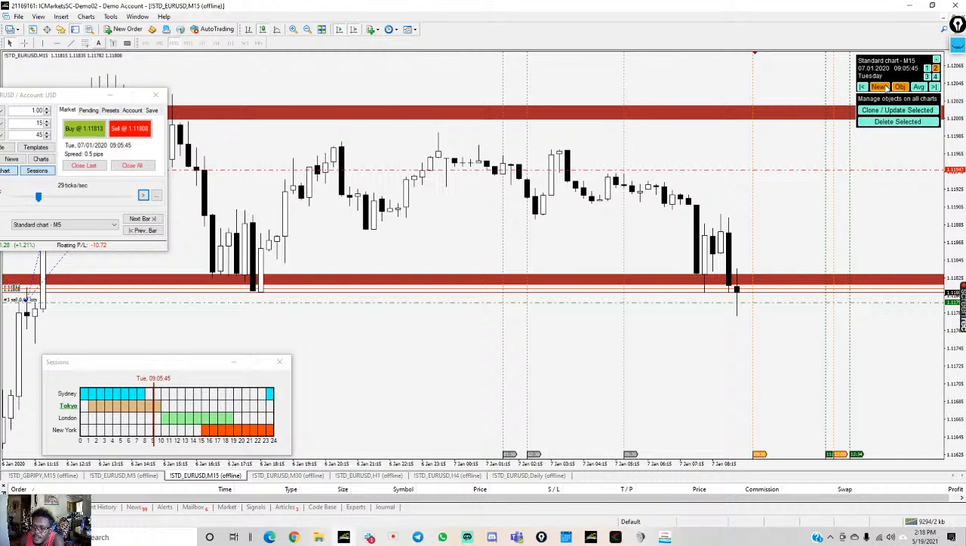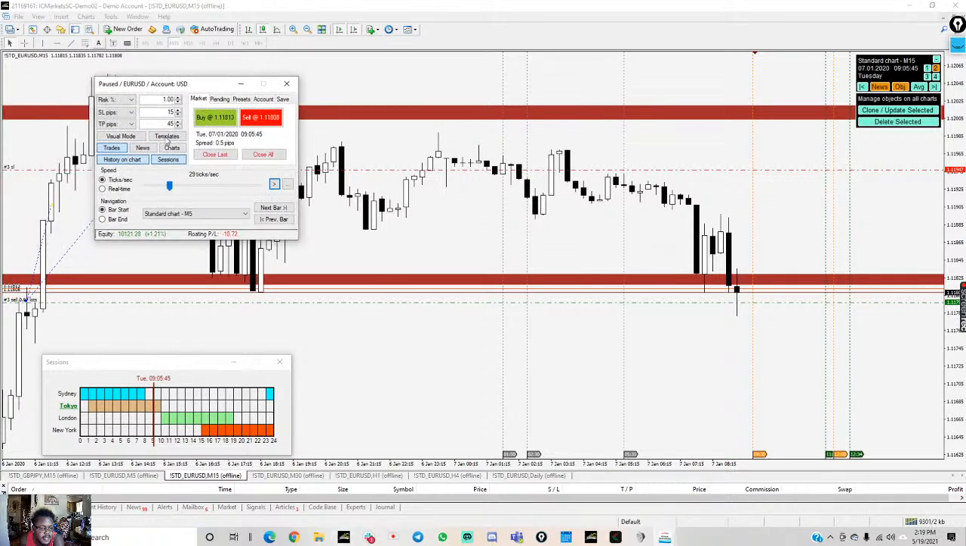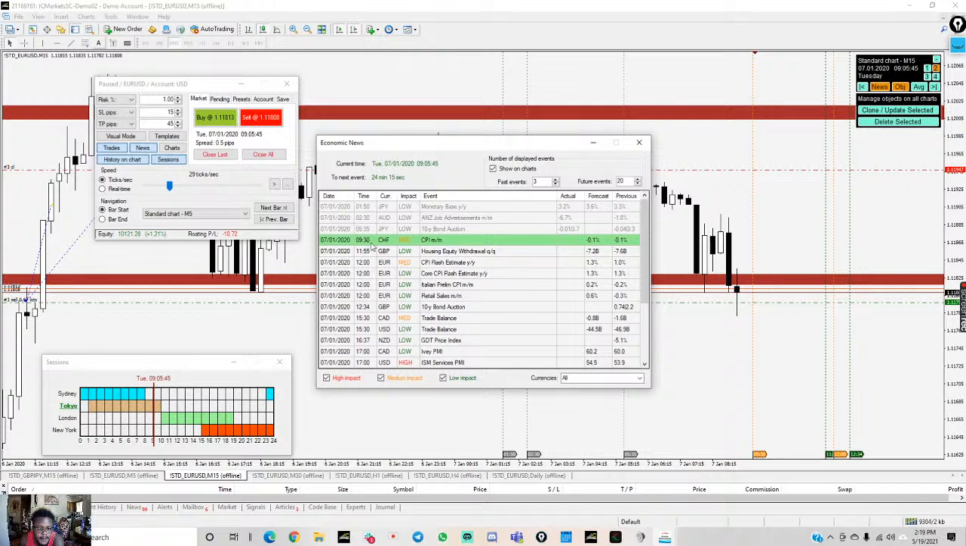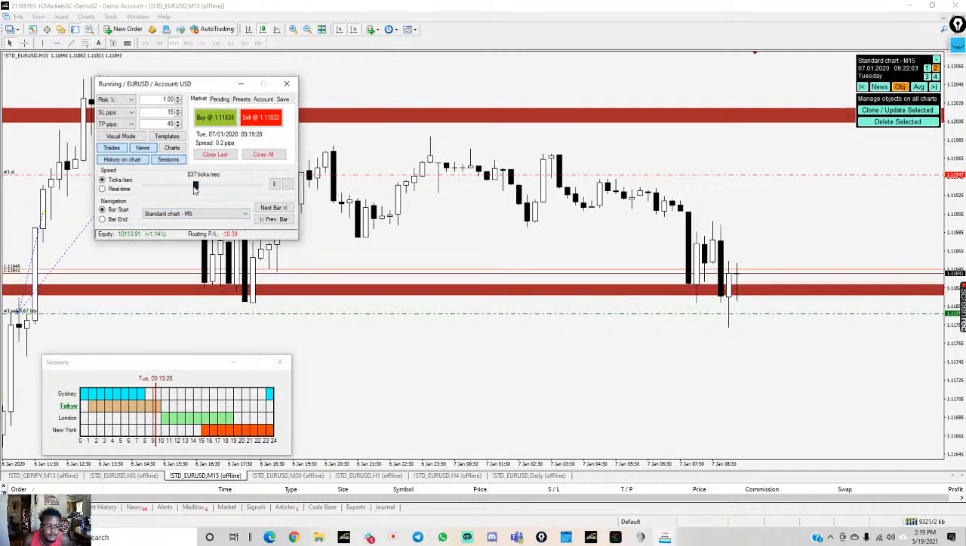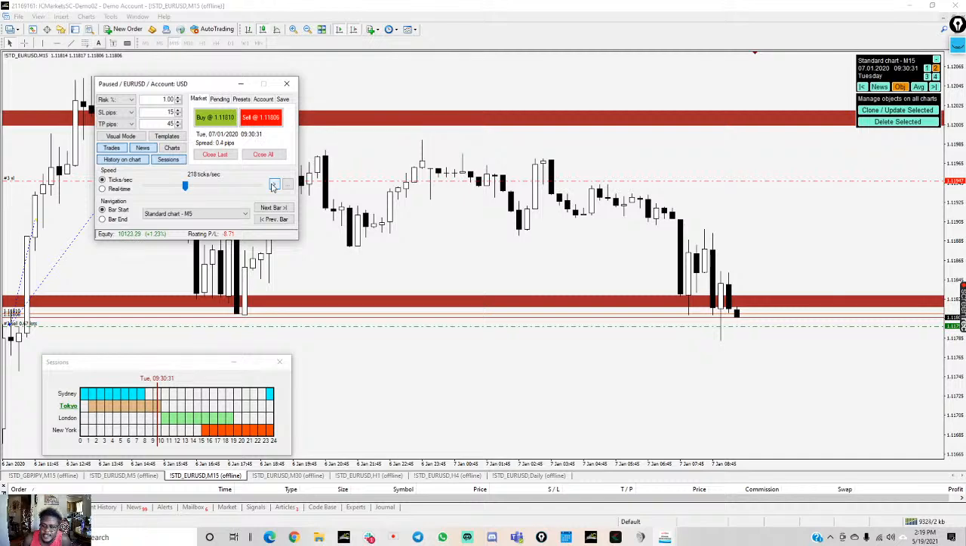And again, you always want to check for news. So you can see here we have that CPI. Let's take a deeper look at this. Alright, so this is for the Swiss franc, so we should be okay. Oh Lord. Alright, so it was a bit too fast, but I would have managed risk just the same.